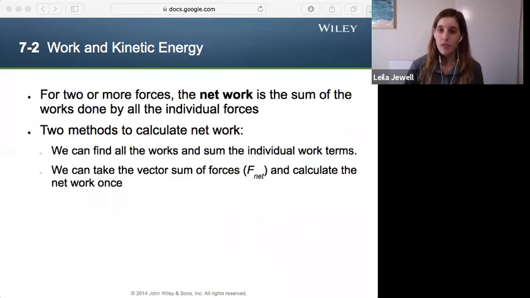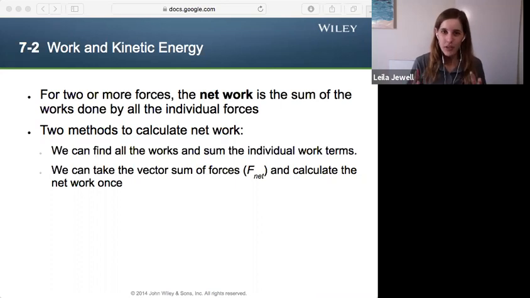A couple other notes: if you have two or more forces instead of just a single force, you can find the net work with the sum of the works done by the individual forces. So you can find how much work is done by the pushing force, how much work is done by friction, how much work is done by whatever we may have. Note there are two different methods to calculate the net work here, and I have to try and pause every time I say net work, because it's really easy to just say network and think of internet and connectivity. Instead, it's the net work. So it's the overall amount of work that we have.